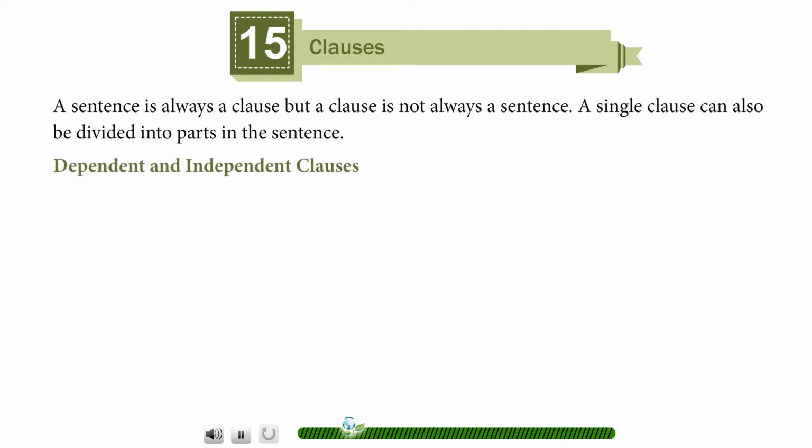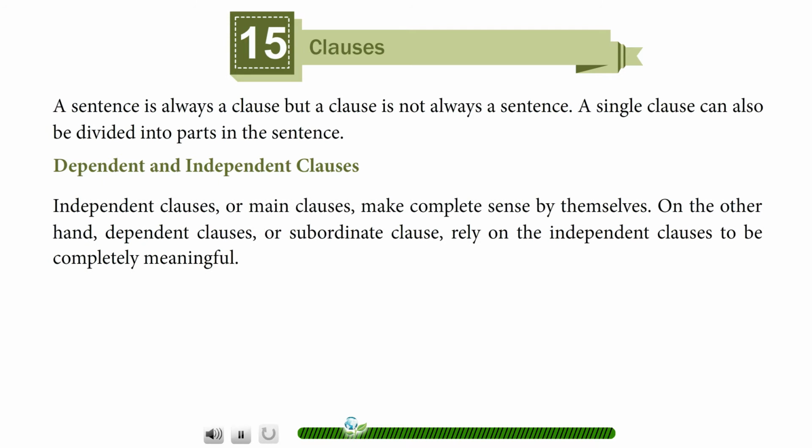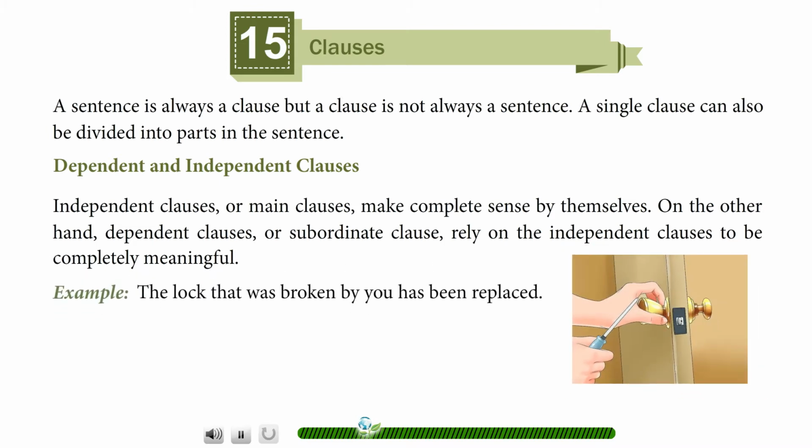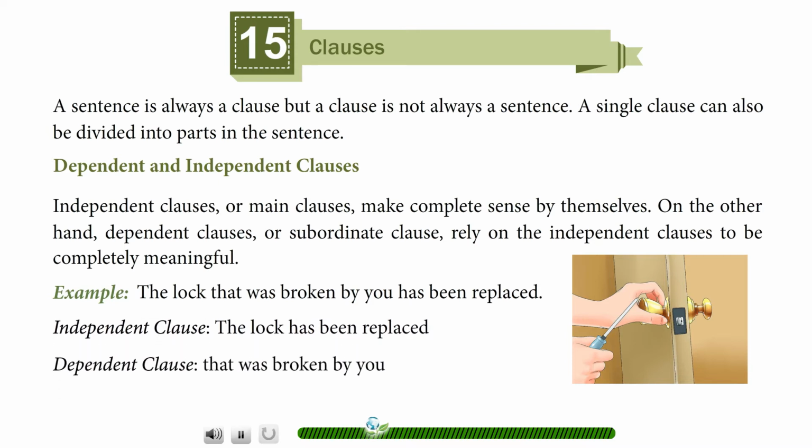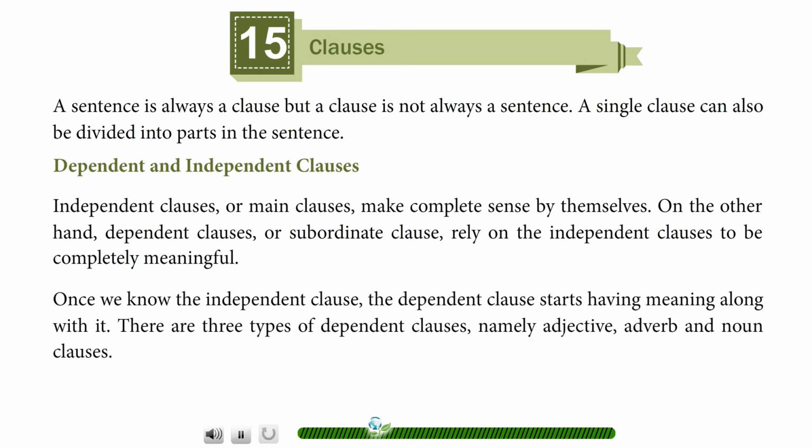Dependent and independent clauses. Independent clauses or main clauses make complete sense by themselves. On the other hand, dependent clauses or subordinate clauses rely on their independent clauses to be completely meaningful. Example, the log that was broken by you has been replaced. Independent clause, the log has been replaced. Dependent clause, that was broken by you. Once we know the independent clause, the dependent clause starts having meaning along with it. There are three types of dependent clauses, namely adjective, adverb, and noun clauses.